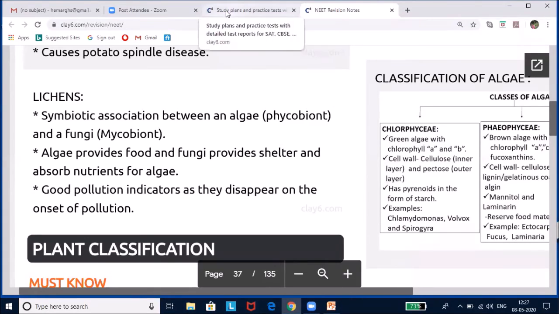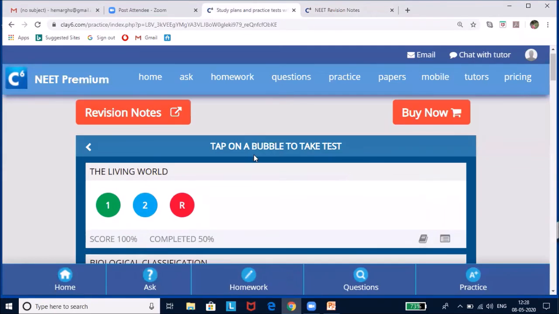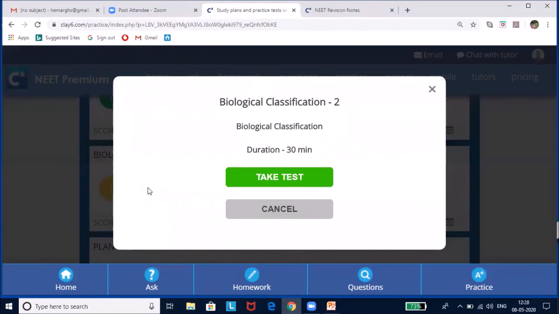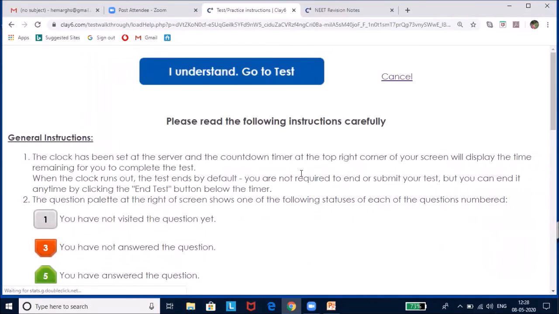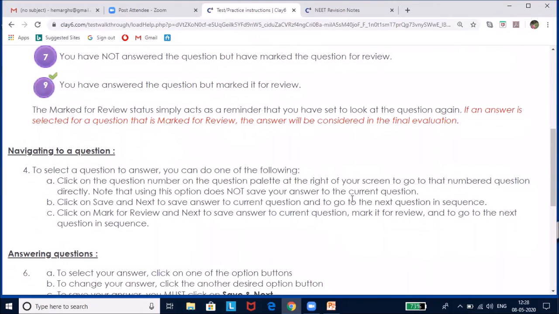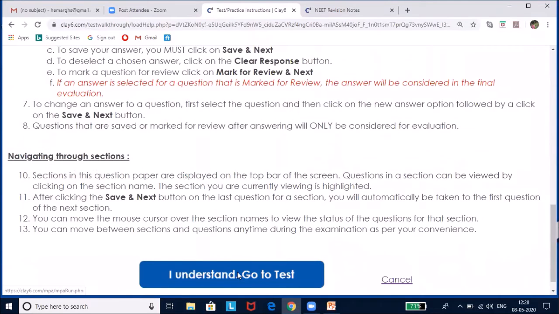Now let us look into the tests. Now let us look into test 2, biological classification. Take a test. I hope if you go through it, you will come to know, and since you are also seeing us demonstrating, I am not going to explain all these details. I am straight away going to go to the test.